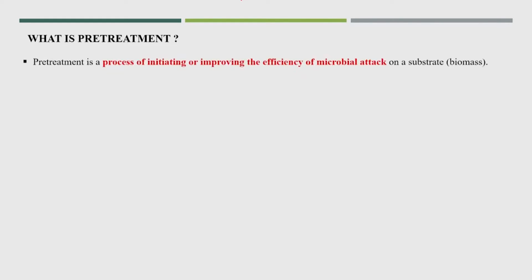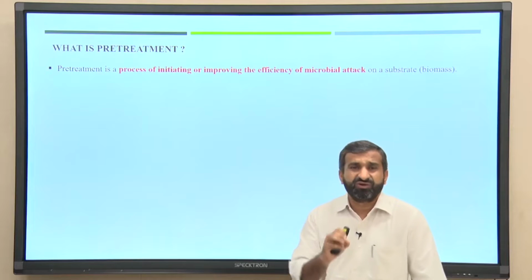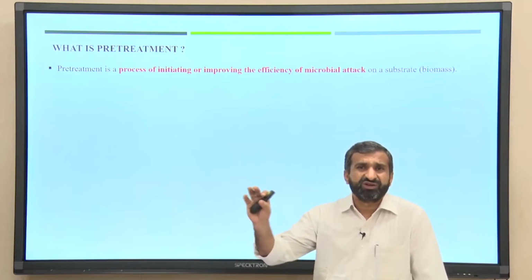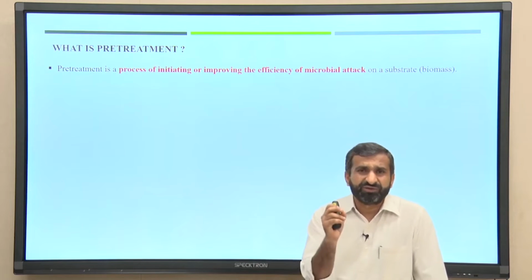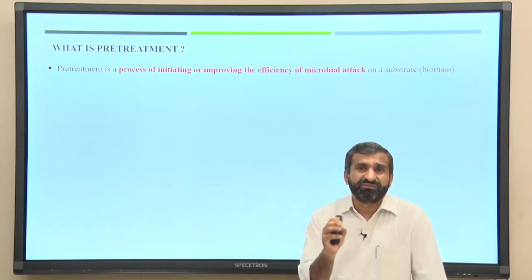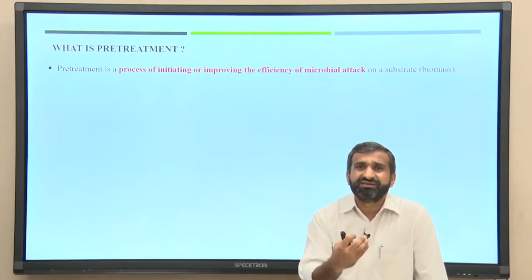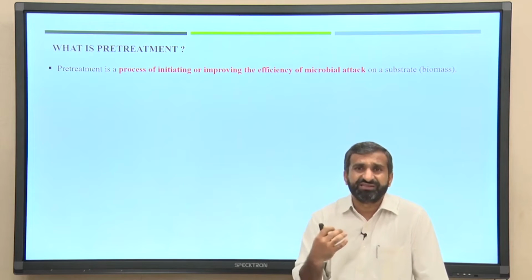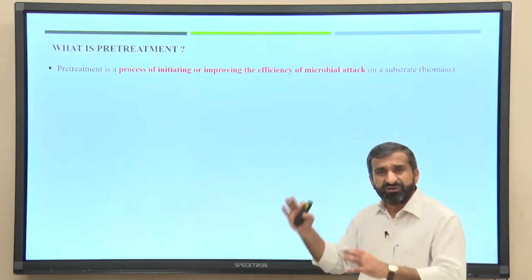So, what is pretreatment? It is improving the efficiency of microbial attack on the substrate. I already shared in one of the lectures that for composting you normally require a size of 1 centimeter to 2 centimeter, but for anaerobic digestion you require a very small substrate size, could be 2 mm to 4 mm. Then the anaerobic bacteria can start the degradation process very easily. So pretreatment is the initial process for improving the efficiency of microbial degradation.